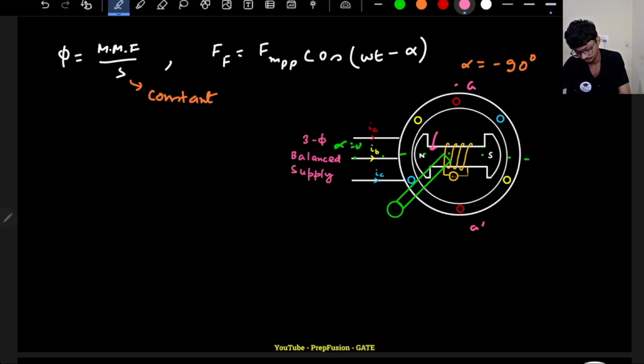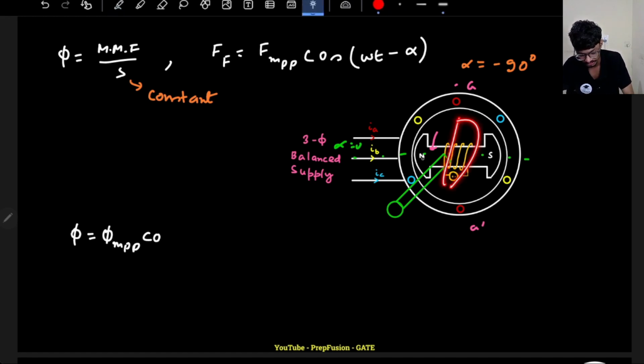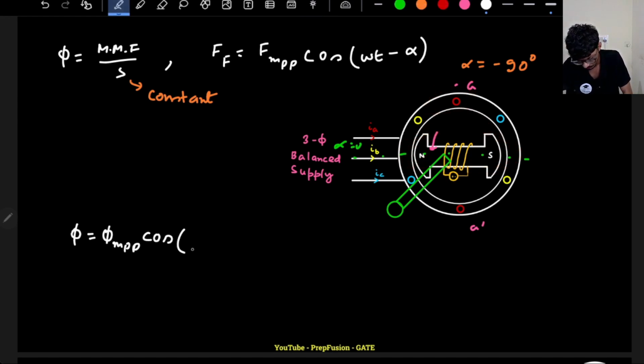Okay, so my FF will be, or I can write basically, as my flux is proportional to MMF only, I can write my phi. Flux will be equal to phi peak per pole, whatever is the per pole flux, because maybe I will have multiple poles. Due to only this pole I am calculating. Okay, this will be cos of omega t minus of minus 90.